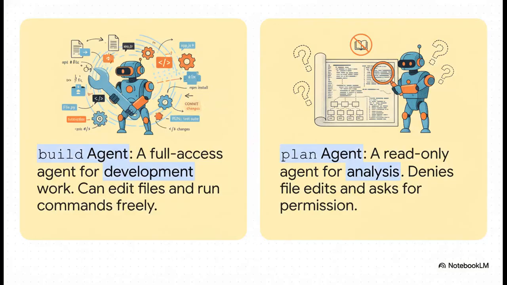So think of it like this. The build agent is your super eager pair programmer. It's got the keys to the car, it can edit files, run commands, whatever it takes to get the job done. But the plan agent? That's your cautious co-pilot. It's basically in read-only mode and will always ask you, hey, are you sure you want to do this? Before it runs a command. It is perfect for when you're exploring a new, unfamiliar codebase and you don't want to accidentally break anything.